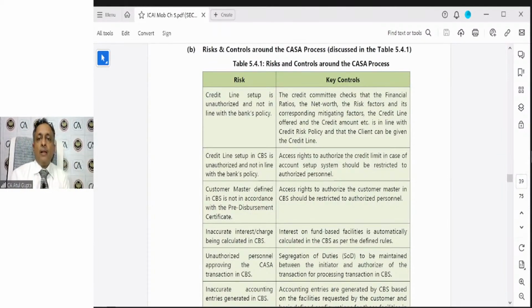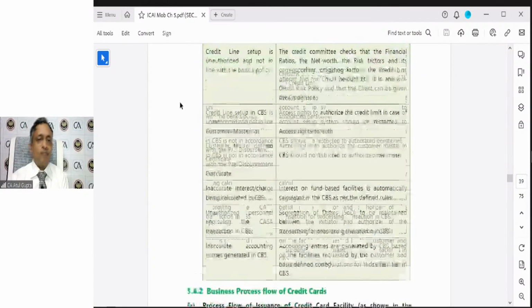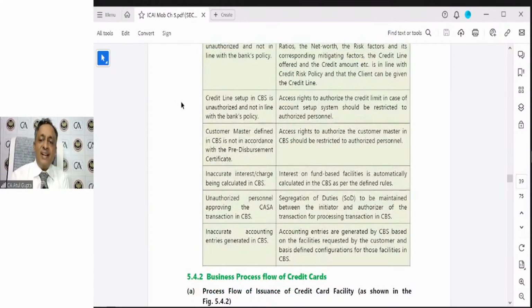Then, based on the net worth and details, the credit line is set up by the credit committee. Next: credit line setup in the core banking system is unauthorized and not in line with the bank's policy. If you read this, there are a number of parameters. What controls? Access right to authorize credit limit in case of account setup should be restricted to an authorized person. If an unauthorized person does it, it is going to be a risky proposition.